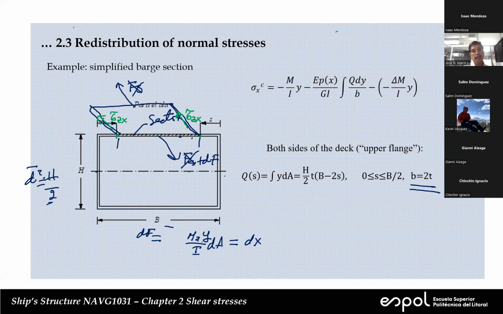Okay, so this is this differential. So this area here is equal to dx times t, plus dx times t on the other side, and both are multiplied by tau cx. So this is going to be equal to twice, there.